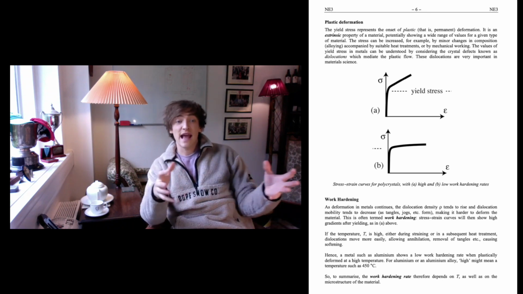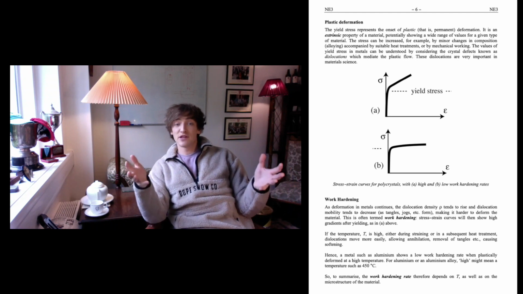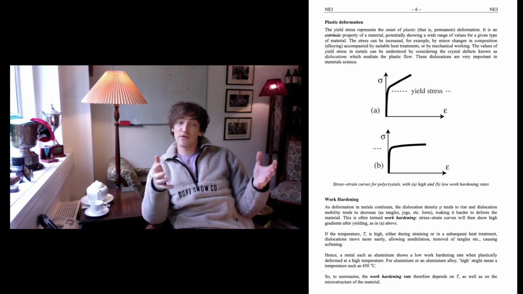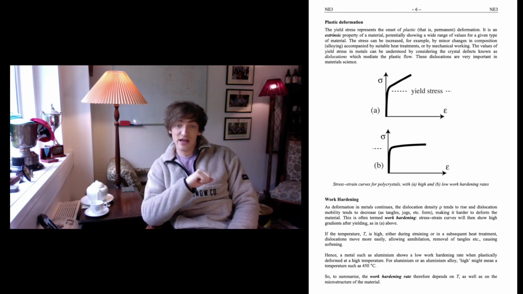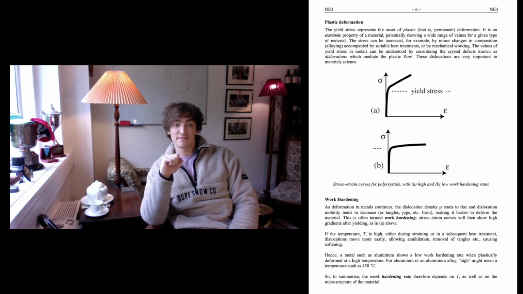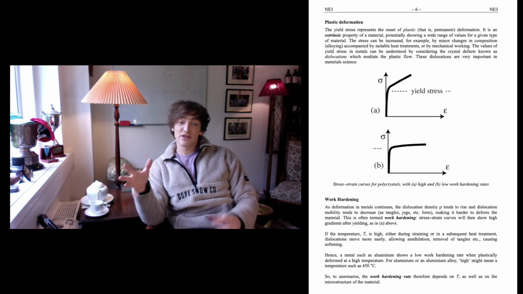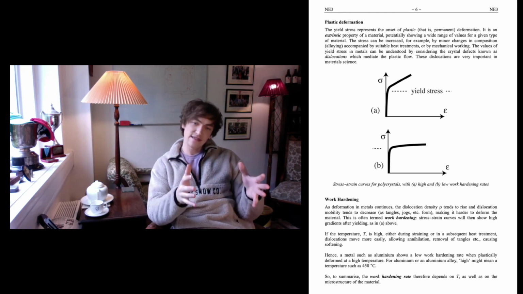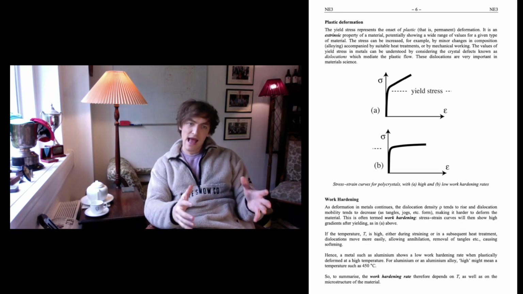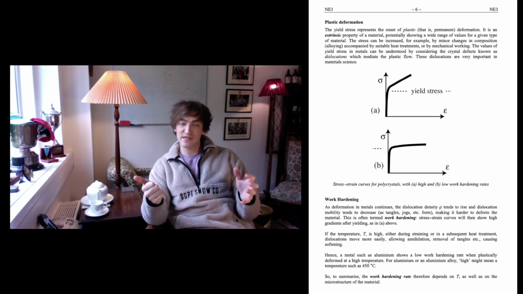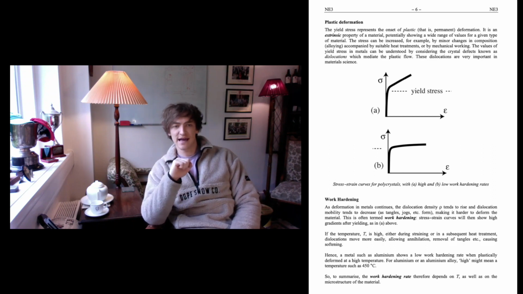So we'll move away from this. Let's take aluminium, for example. Aluminium shows a low work hardening rate when deformed at high temperature, despite having a high work hardening rate at lower temperatures. So to summarize, the strength of a material is the resistance to plastic deformation and depends on both the microstructure of the material and the temperature you're testing it at.